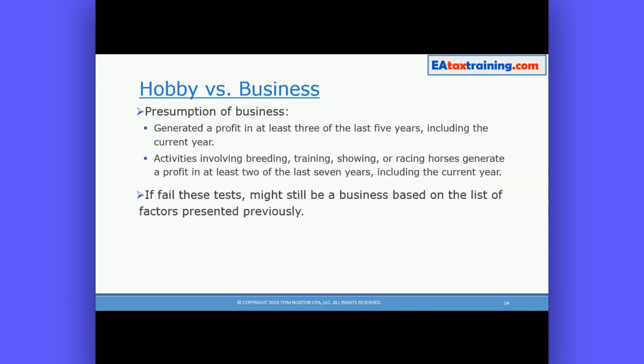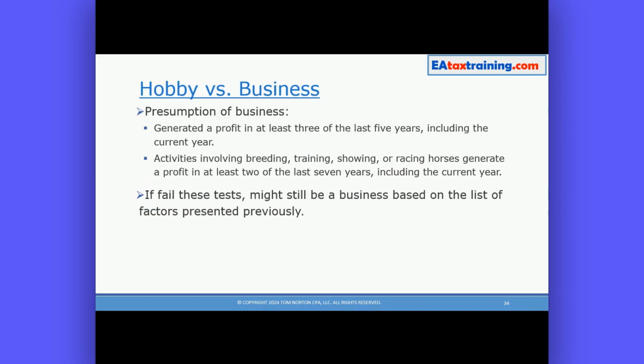If this business generated a profit in at least 3 of the last 5 years, including the current year. So if you look back for the last 5 years, if you had a profit in at least 3 of those years and this year, then the IRS will presume that it is a business. Any activity involving the breeding, training, showing, or racing of horses must generate a profit in at least 2 of the last 7 years, including the current year.